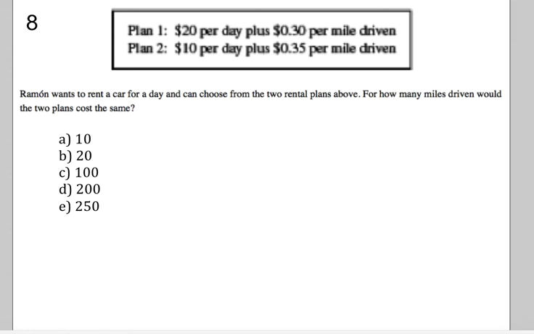Number 8, there's 2 ways to do this. I mean, you have access to a graphing calculator, so it might be a quicker way to just graph each one, although this one's math isn't too intense. But basically, you got your plan 1, which is going to be an equation of 20 plus 0.3x, and x represents the miles driven. And you want to set it equal to plan 2, which is 10 plus 0.35x.